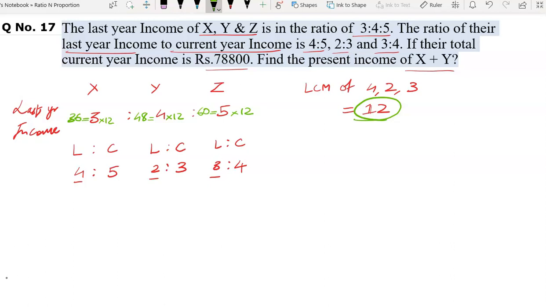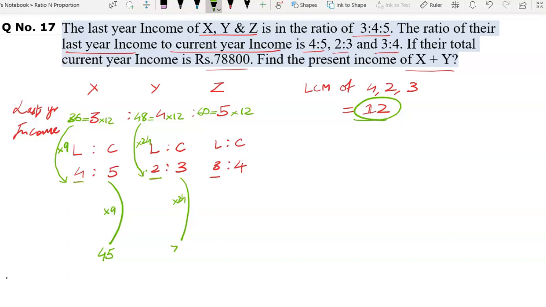Now we need to make this ratio equal. So in order to make it equal, we'll have to multiply this by 4 into 9. 4 9s are 36. So this will be equal. So we'll have to multiply here as well. 5 9s are 45. Now to make this equal, here it's 48. So we'll have to multiply this by 2 into 24 will give us 48. So we'll have to multiply this by 24.